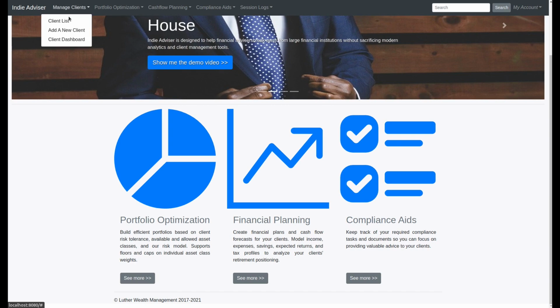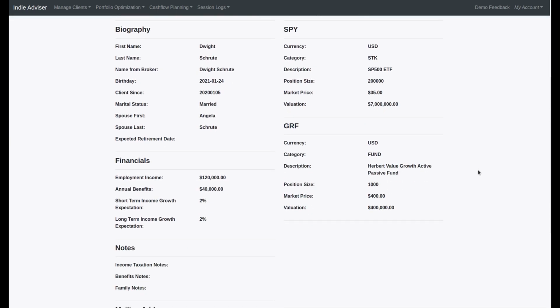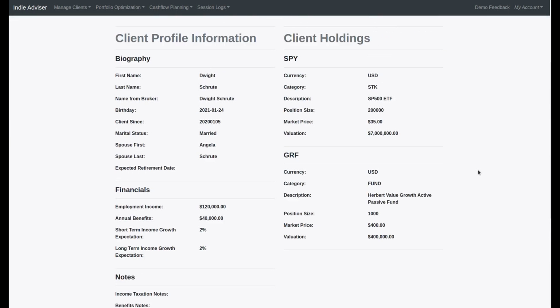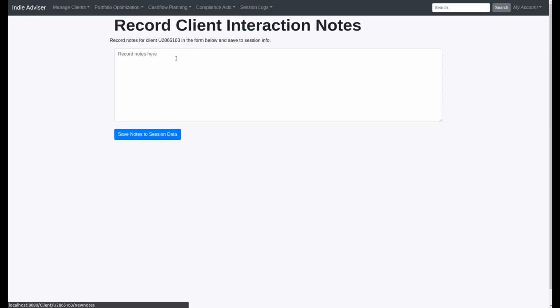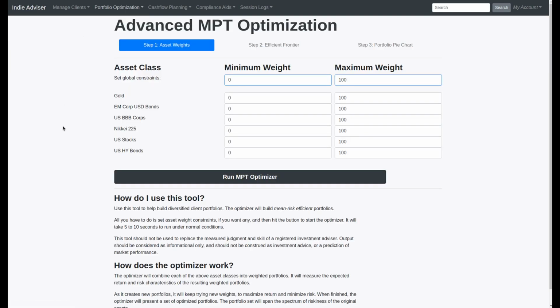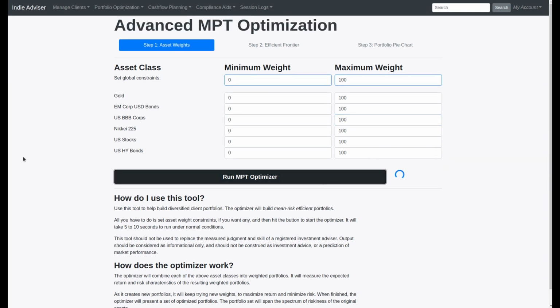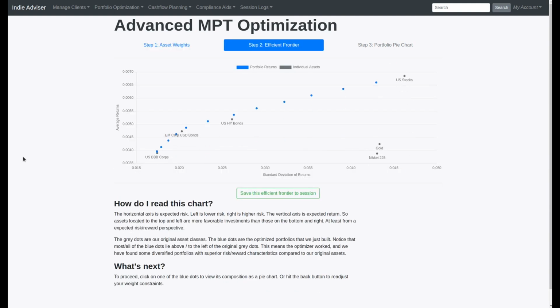Right now, the three key features of Indie Advisor are client tracking, portfolio optimization, and cash flow planning. The portfolio optimization tool is a proprietary machine learning-based optimizer, and it's designed to correct several well-known, well-published deficiencies in traditional portfolio optimization. Primarily, it is able to handle non-normal return distributions for individual assets and asset classes. It can utilize alternative risk measures going beyond just simple variance. It can use semi-variance, loss thresholds, alternative risk measures.